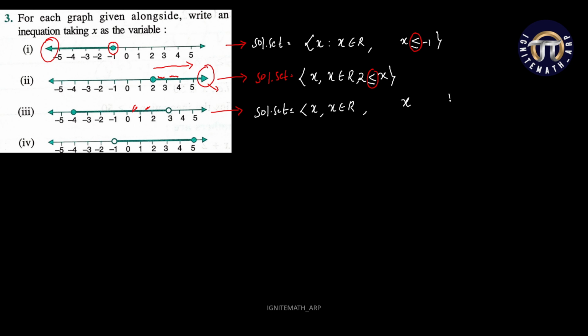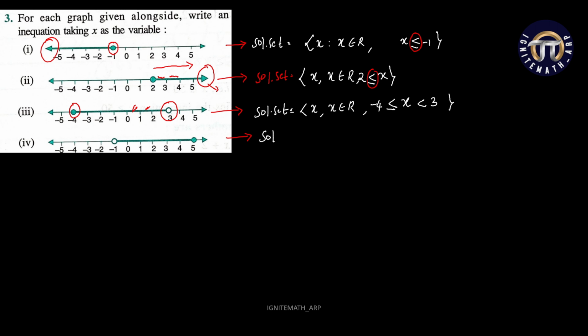And see the condition, very important: x is greater than or equal to -4. Why did I write equal to? Because the circle on -4 is darkened. And smaller than 3, here it is not equal to 3. How did I realize that? Because the circle on 3 is not darkened, so it is smaller than 3. Clear, children? Now let me take the next one.